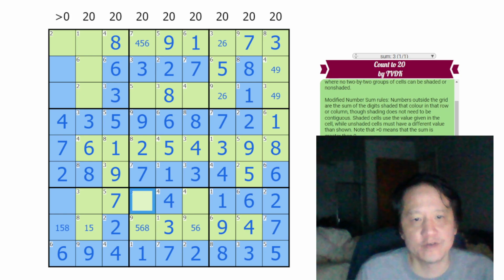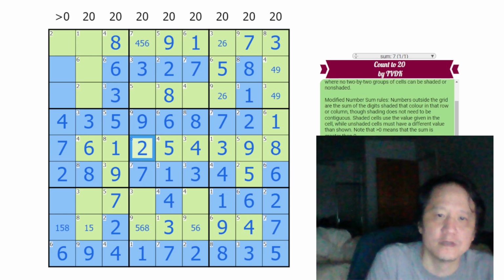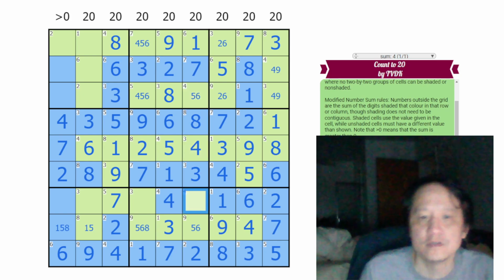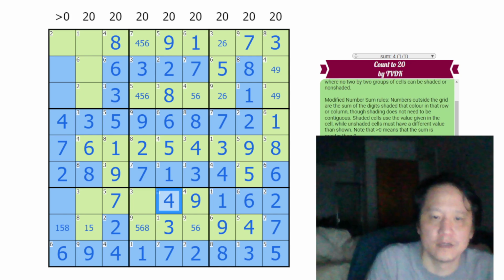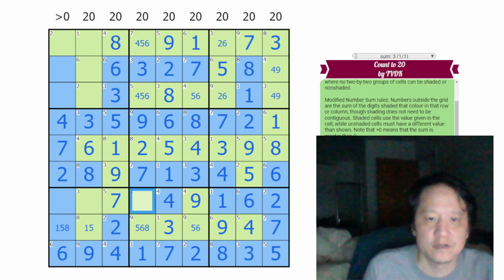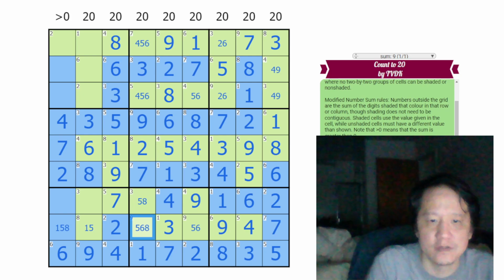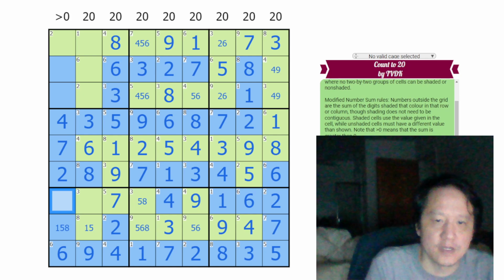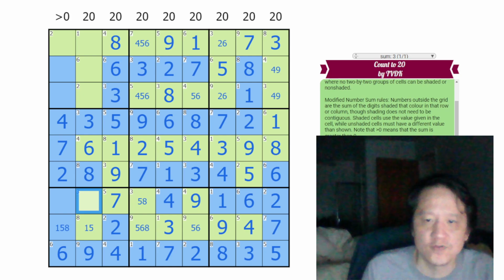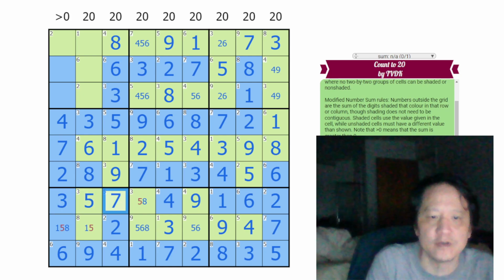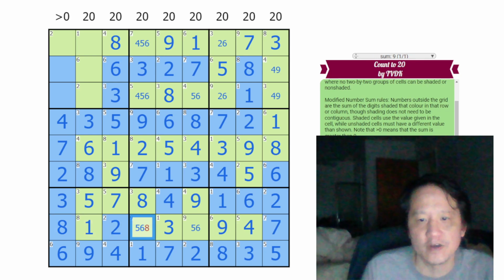We have 4, 5, 6, 8. So this is 4, 5, 6. This is 5 and 6. So this is 9. This is 5, 6, 8. This is 5 or 8. This cannot be 1. So this is 3, 5, 8. So that means this is 5. So we have 5, 3. This is 8. We got 1, 8. So this is 5 or 6.